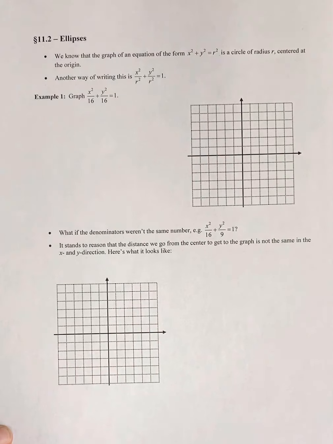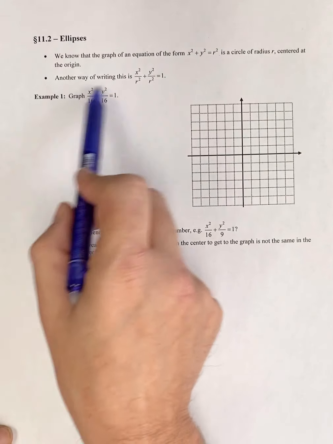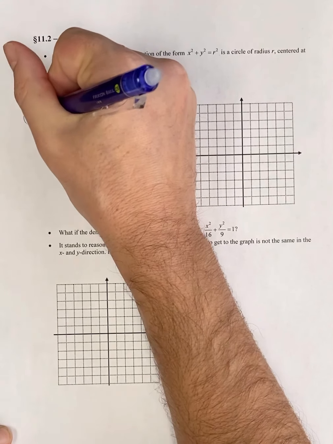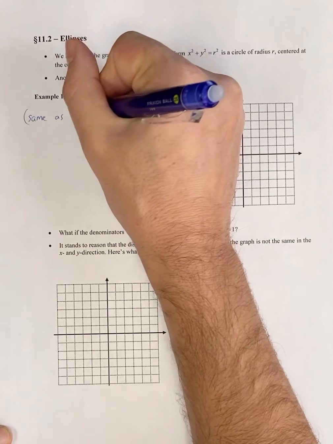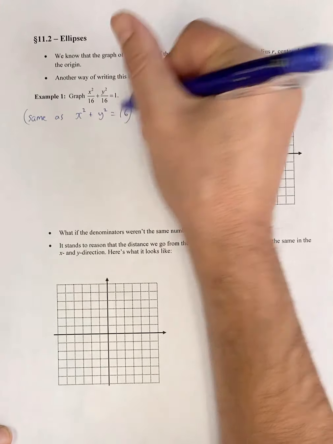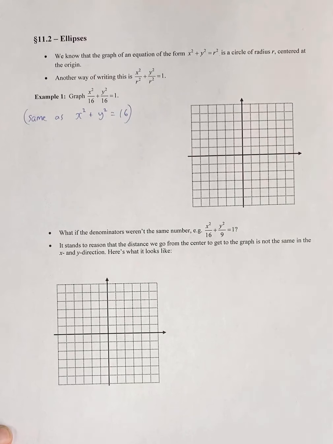16 equals 1. So the first thing I want to point out is that if I were to multiply both sides of this equation by 16, then you would see that this equation is the same as x squared plus y squared equals 16. And we know that that's a circle of radius 4 centered at the origin. Now, another way of thinking about a circle with radius 4 is if you're at the center, then you can go out 4 units left and right, and you can go out 4 units up and down.